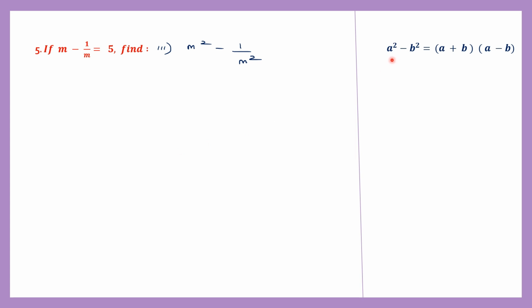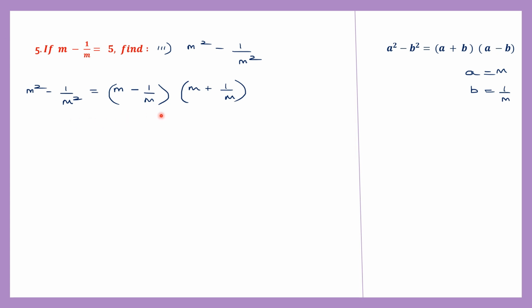If you have an identity in this format, that is a² - b², then you write (a + b) into (a - b). So we don't write the whole square of this. Instead, we're going to say a² - b², so that we get a minus answer. Okay, because this is minus. So now a will be m and b will be 1/m. So now let's write this a² - b², that is m² - 1/m² will be equal to (a - b), that is m - 1/m, and (a + b), that is m + 1/m.